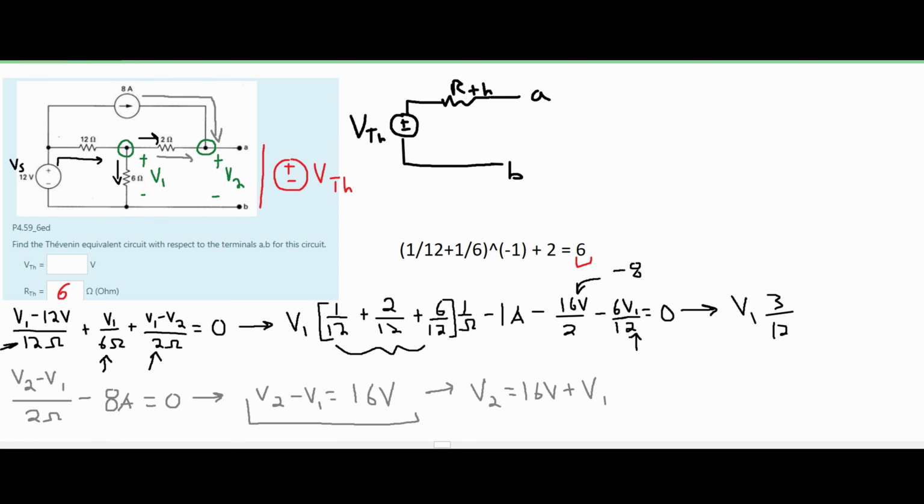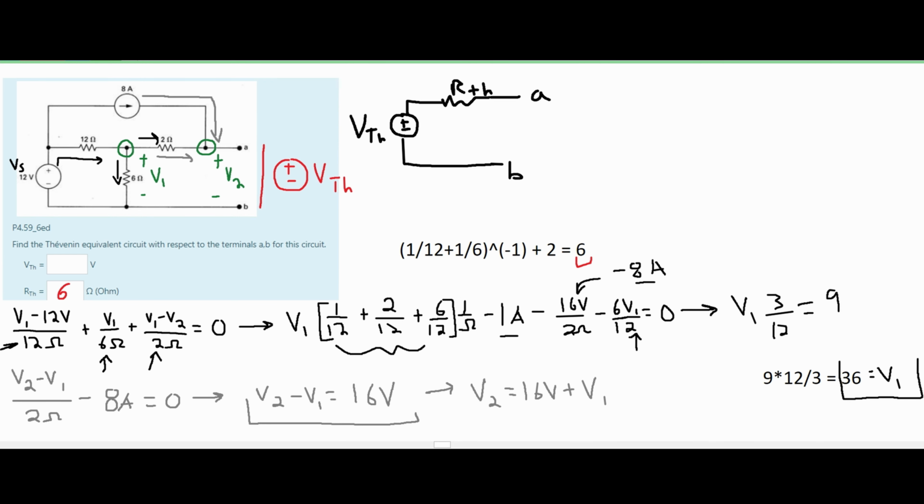However, I made a mistake right here. This 2 that it's over should be in ohms. So instead of being a negative 8 volts, this should be negative 8 amps. We can add the negative 1 and negative 8 amps together and move it to the right side. This is going to be set equal to 9. And we're going to get that our V1 is equal to 36 volts.